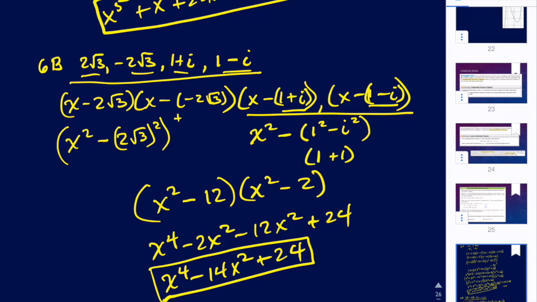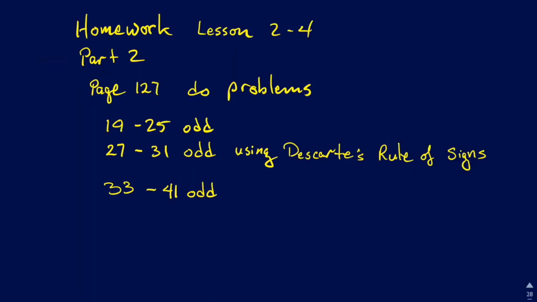Okay? So I think I'm going to stop right there. And here is part 2 of the lesson 2-4 homework. It's page 127. Do problems 19 through 25 odd. Do all of those, and then do 27 through 31 odd, and recognize that what that question is asking is that you use Descartes' rule of signs. So determine those zeros according to that. And then do 33 through 41 odds. And I'll be seeing you on Thursday.